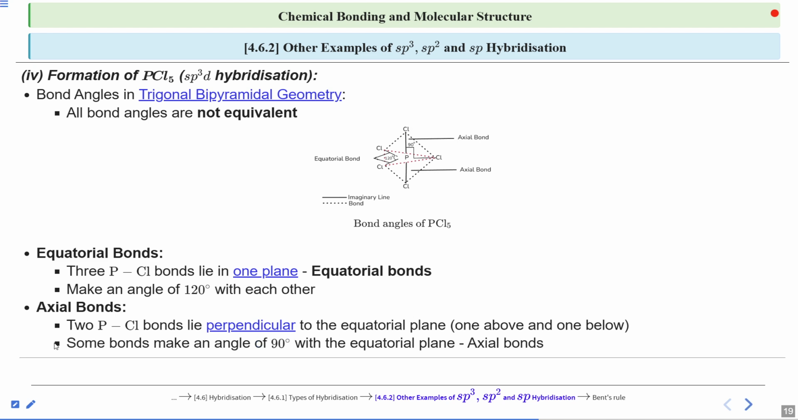So we can say that there are some bonds which are making 90 degree and they are making it with the equatorial plane. I hope this structure is clear and the bond angle is clear till now. For the case of trigonal bipyramidal, you must try to draw this shape on your own.